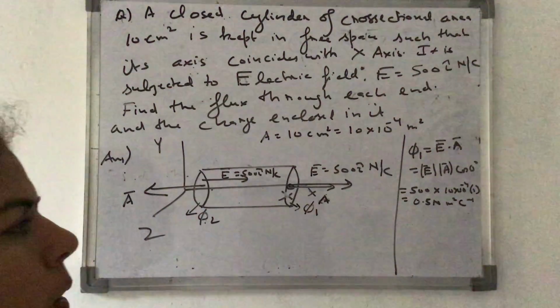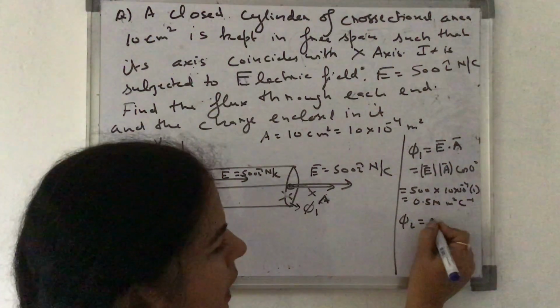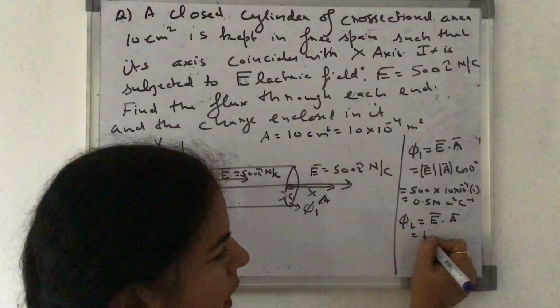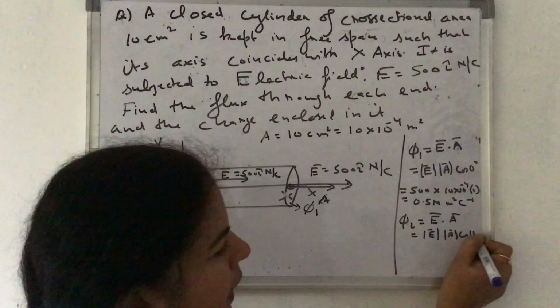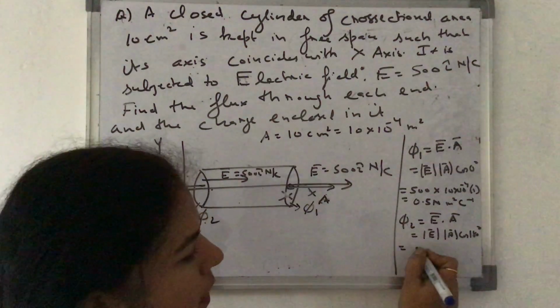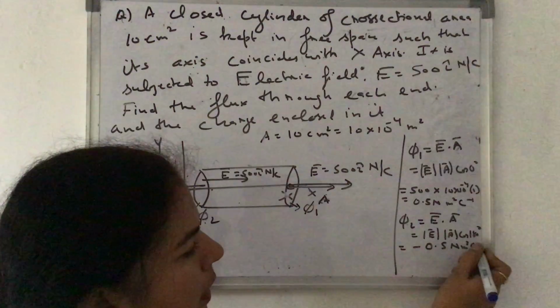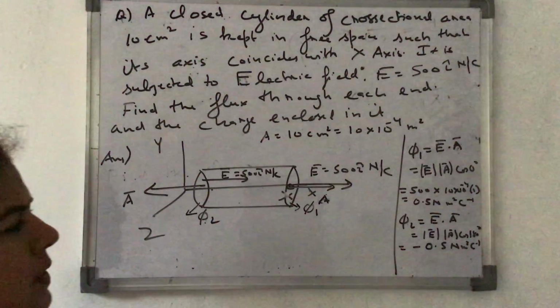Now I come to phi 2. Phi 2 means this one. Here it is E dot A, the same formula, but the angle is different. Magnitude of E, magnitude of A, cos of 180 degree. You know, cos of 180 degree is minus 1. So this whole thing becomes minus 0.5 Newton meter square per coulomb. These are the two electric fluxes through the two surfaces.